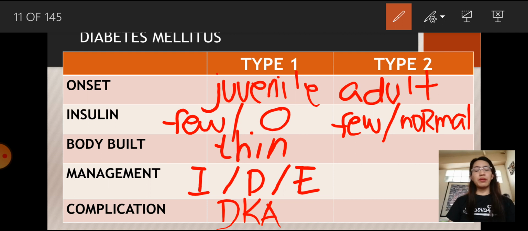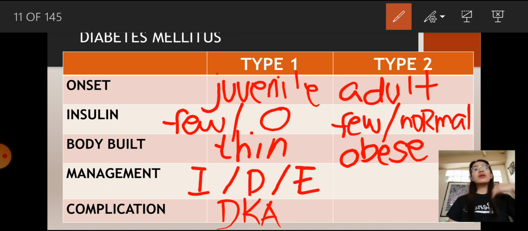Meron tayong insulin resistance. For the body build, they are usually obese. Okay? Management natin, dito papasok yung paggamit nila ng mga pills. So, maaaring mag-take ng metformin, o kaya glipizide, o kaya naman ng acarbose. So, these are your oral hypoglycemic agents. Pero bukod dyan, pagka talagang hindi makontrol yung blood sugar ng patient natin, eventually, patients with type 2 may also use insulin. Pwede rin silang mag-insulin.